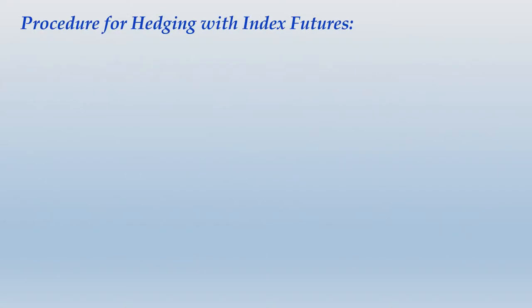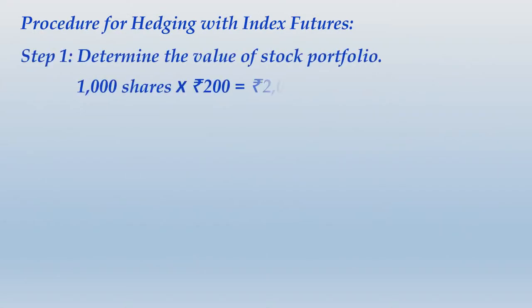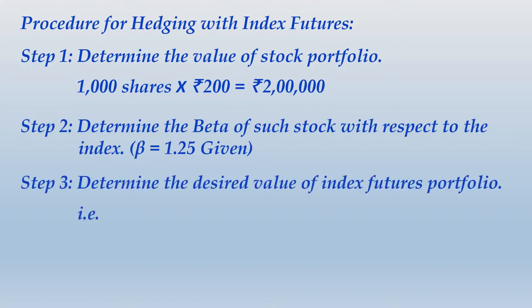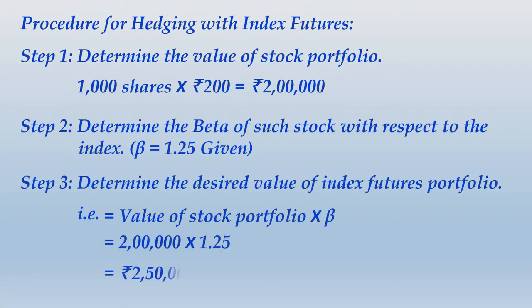So the procedure for hedging with index futures: you start with the first step, that is determine the value of the stock portfolio, then compute beta, beta was given already, then determine the desired value of the index future portfolio, and that will be 2,50,000. We will mention that this 2,50,000 is the desired value, but the actual value with which you hedge cannot be 2,50,000 because this will result in an odd number of contracts or fractional contracts, which is not permissible. Anyway, I'll show you that working once you take note of this. Taking note means just take the screenshot, quickly do the needful.